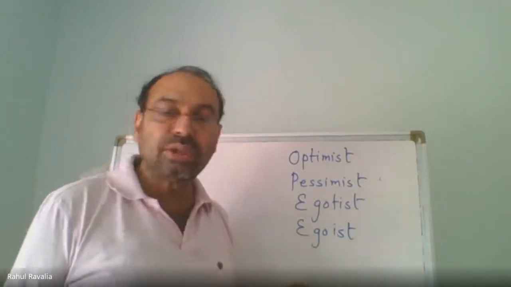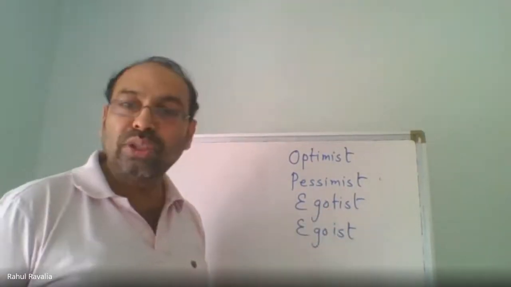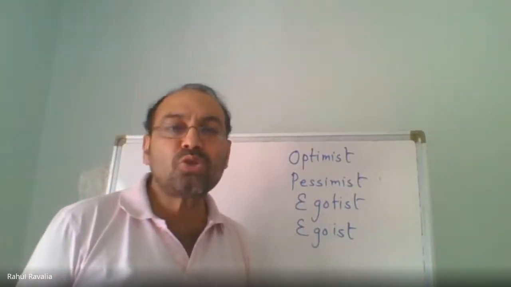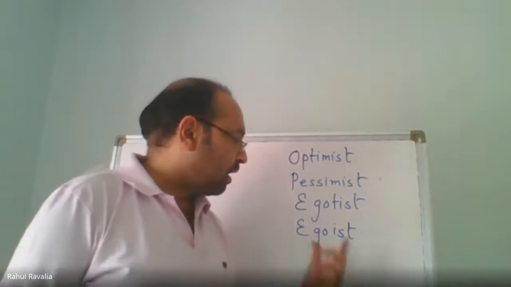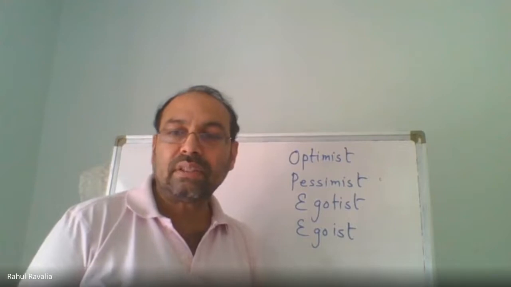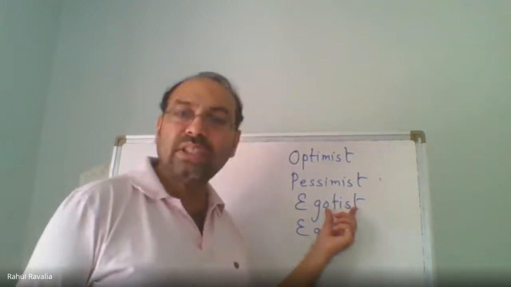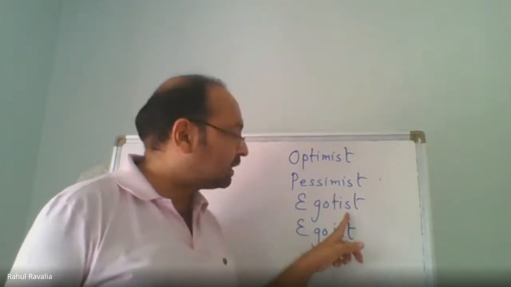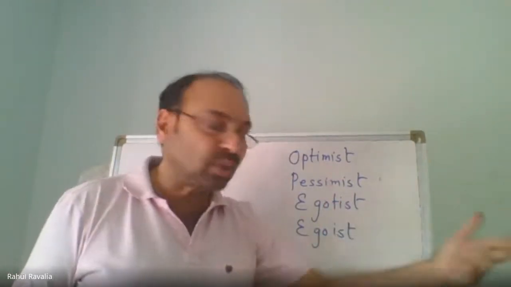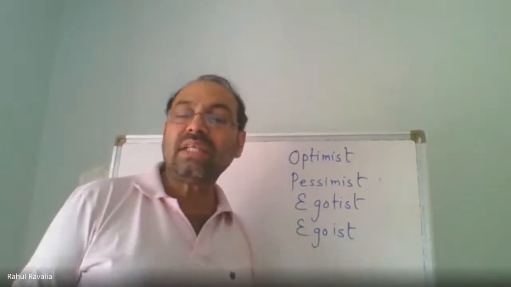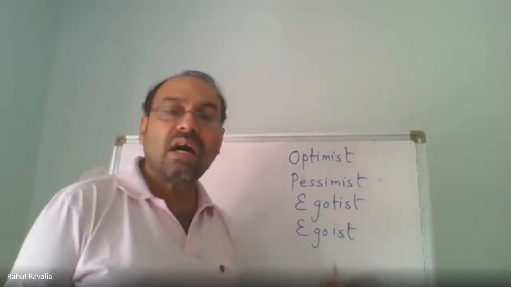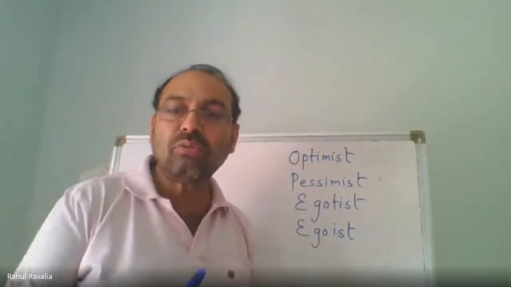Now, what is the difference between egotist and egoist? Egotist always thinks that he is superior to others. Egoist thinks that he is always right. So that is the difference between egotist and egoist. He is suffering from a superiority complex. He always thinks that he is superior to others, and egoist thinks that his beliefs, his ideas, his thoughts are always right. Okay. So write down one by one.